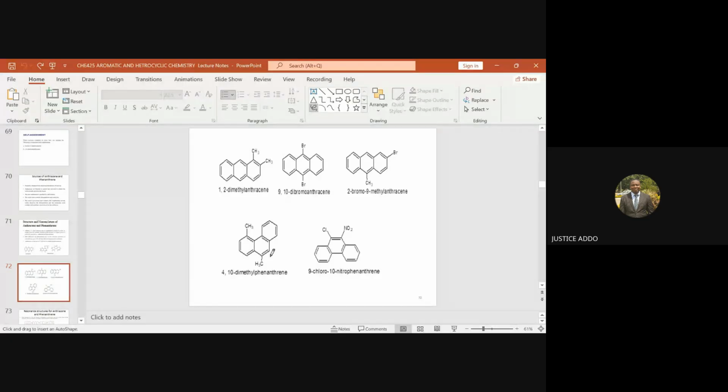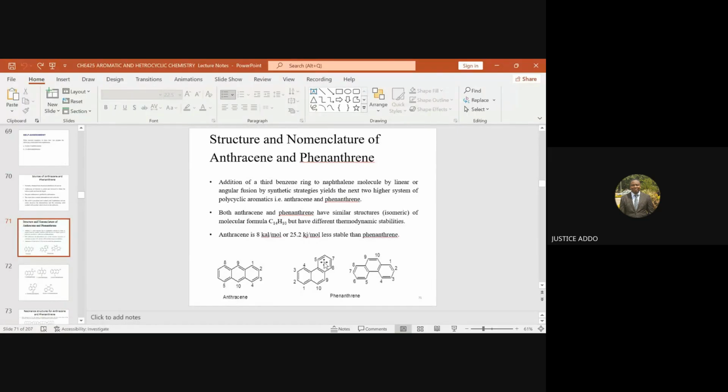And then the same thing, if you are very conversant with the numbering of the phenanthrene, then you know that these ones are 4,10-disubstituted phenanthrene. And this one will be 9-chloro 10-nitro phenanthrene. So what is key here is the structure of anthracene, the structure of what? Phenanthrene, and then the numbering system, which I show you here. We need to be very conversant because you will need these numbers to know the position of the substituent groups.